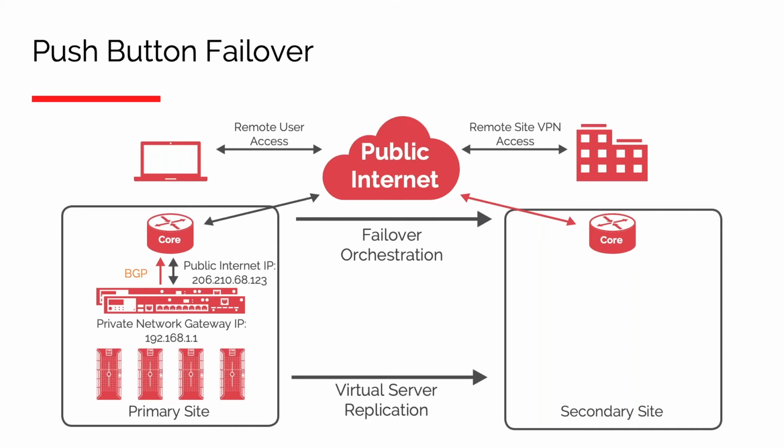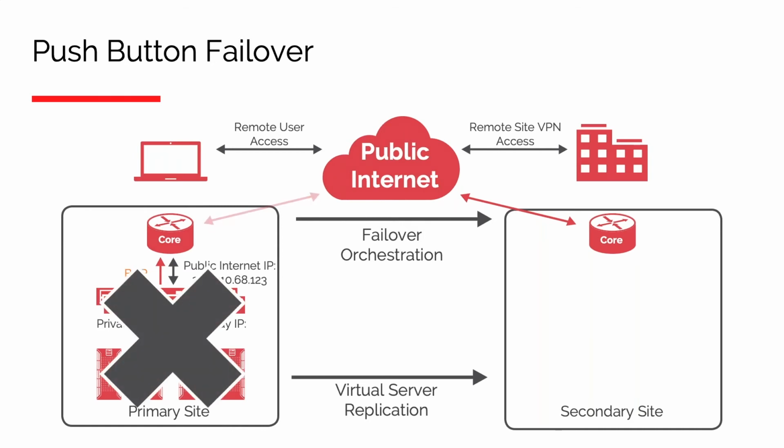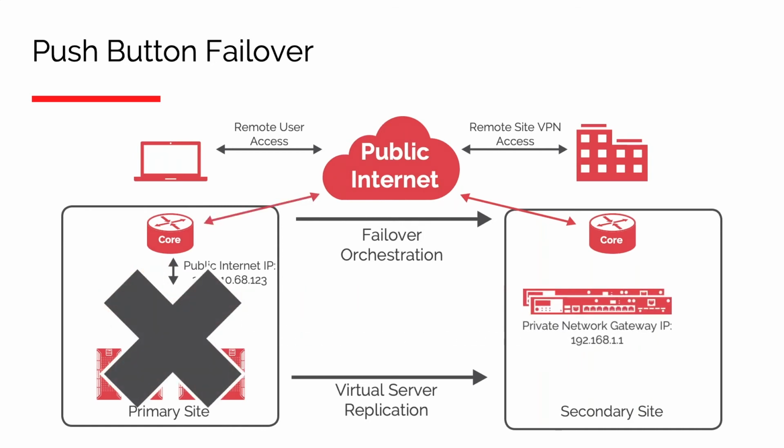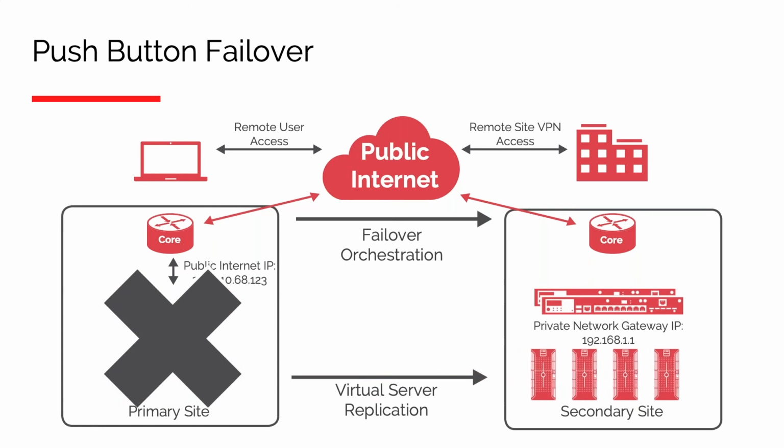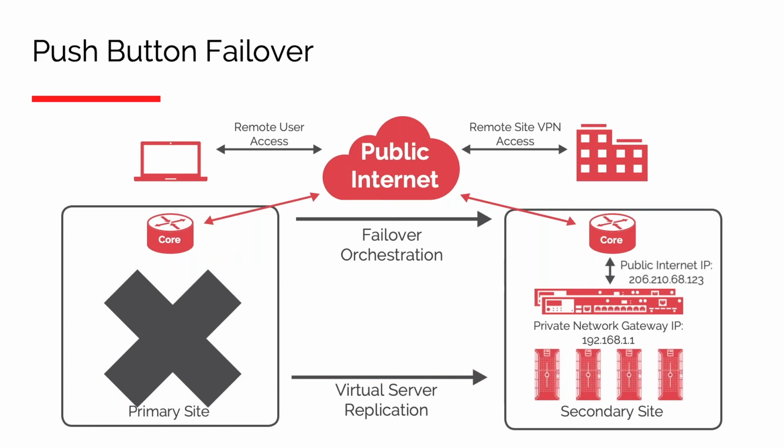So when I mentioned the propagation of DNS, internet routing happens a lot faster. And so BGP is just announcing the address that says 206.210.68.123 is coming out of this data center. But let's say it's a bad Tuesday and bad things have happened. We kick off the actual failover. The private network gateway goes over, so you don't have to re-IP anything internally.